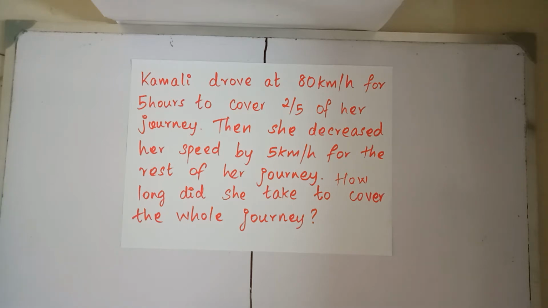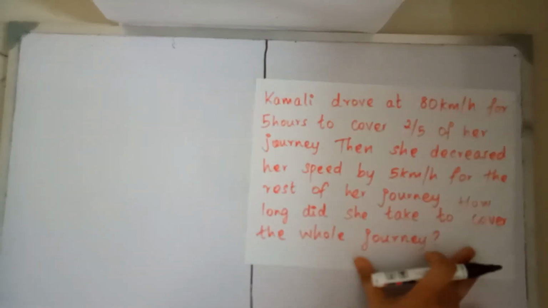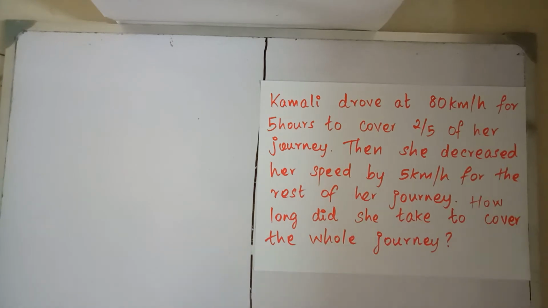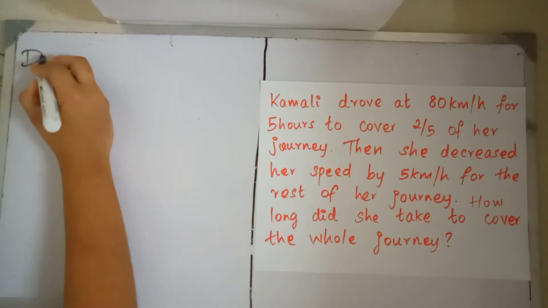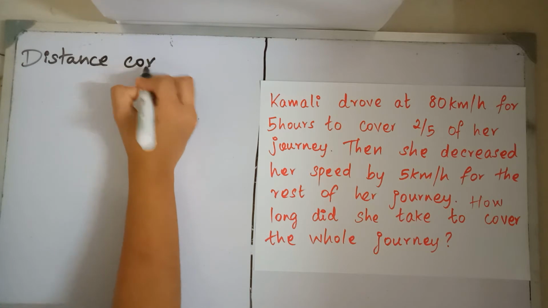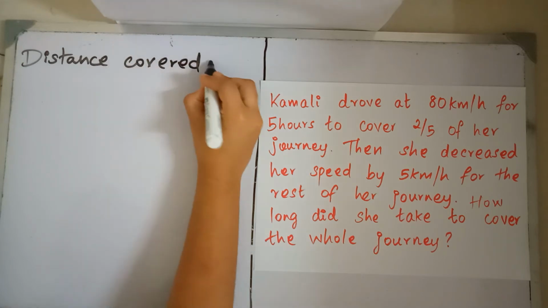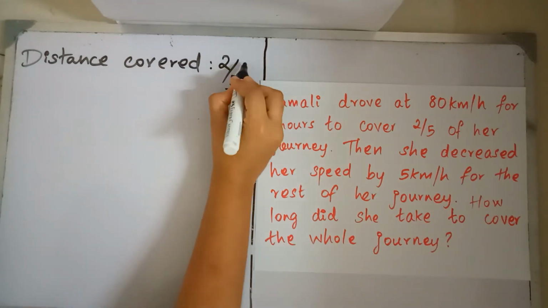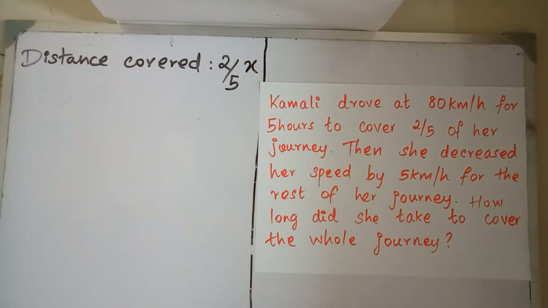So this problem is relatively easy. Let's represent the data given. So it states that she drove at a speed of 80 km per hour for 5 hours to cover 2/5 of a journey. So we need to find out the distance of a journey first. So how do we find that out? So the distance covered is 2/5 of her total journey, which is x.